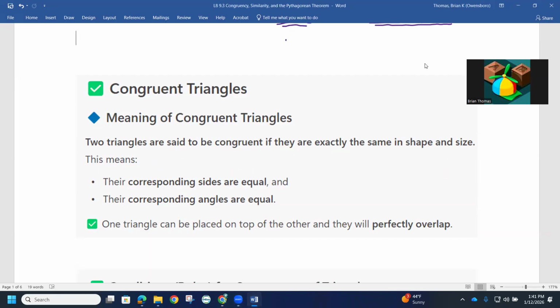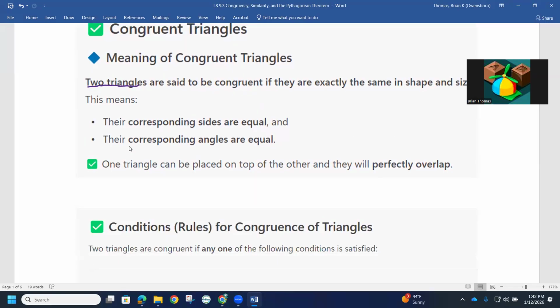So in talking about congruent triangles, usually we're comparing two triangles. Two triangles are said to be congruent if they are exactly the same size and shape. In other words, the two triangles look identical. What this means is corresponding sides are equal and corresponding angles are equal. One triangle can be placed on top of the other and they will perfectly overlap.